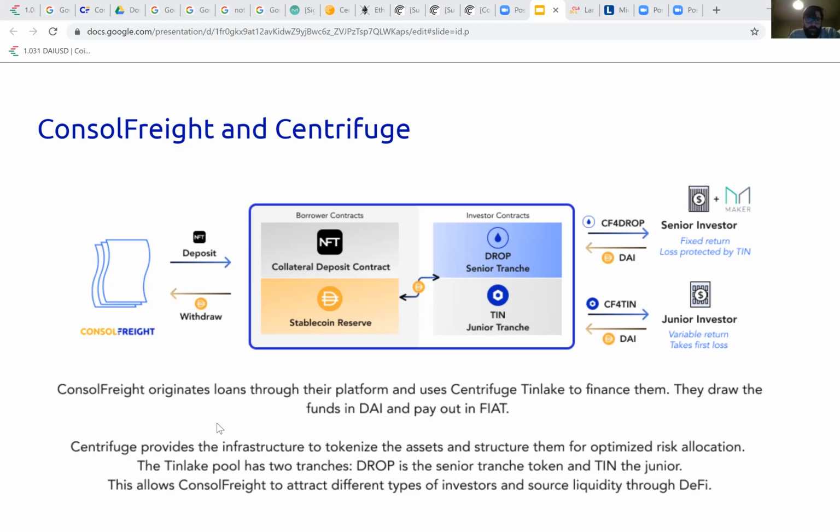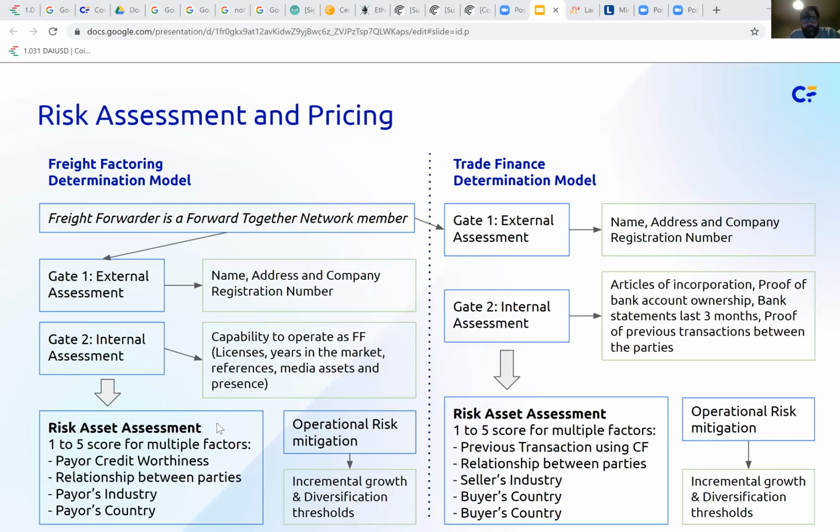One of the important things to explain is how we are assessing the risk. We have gone through what the process is, but now I will try to explain how we are assessing the risk and also how we are pricing these assets. We have two different determination models: one for freight factoring, and a second one for the trade finance products. They are different because there are different entities taking part in each of the processes, but also because the mitigation of risk is different, and we need to check different parameters as well.